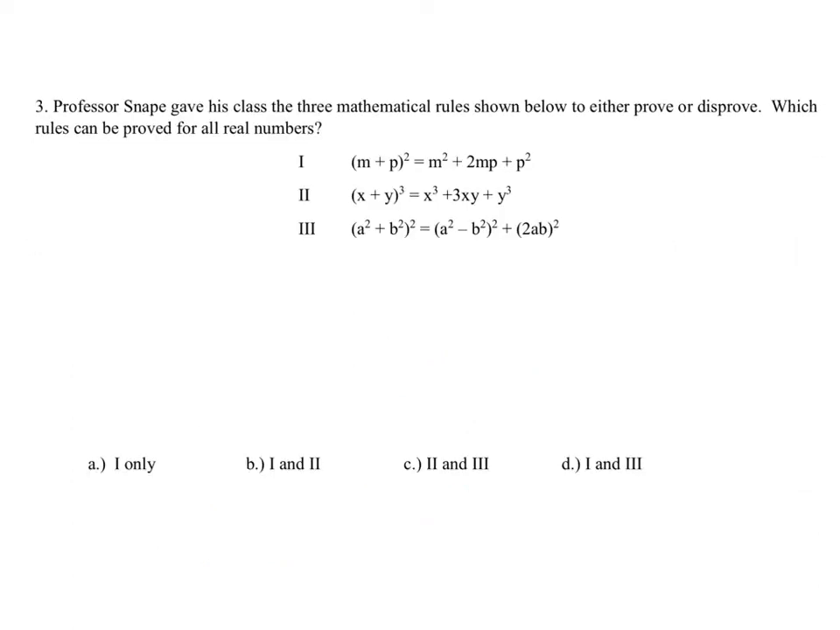Okay, so for the next one it says, Professor Snape gave his class the 3 mathematical rules shown below to either prove or disprove. Which of the rules can be proved for all real numbers? Now, for all real numbers means it has to work for every single number. So what you can do is actually pretty simple here because it's a multiple choice question. What you can actually do here is just plug in numbers for m and p, or x and y and a and b. And if one side equals the other, then the rule works.